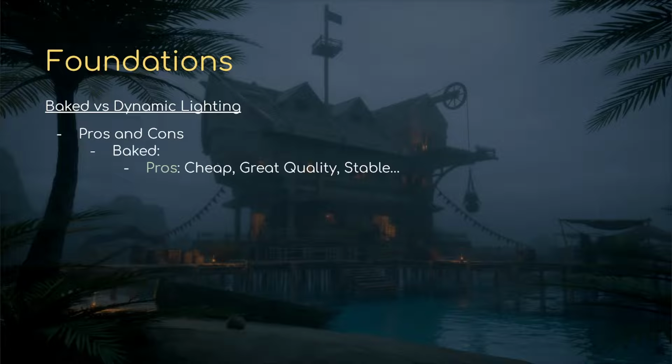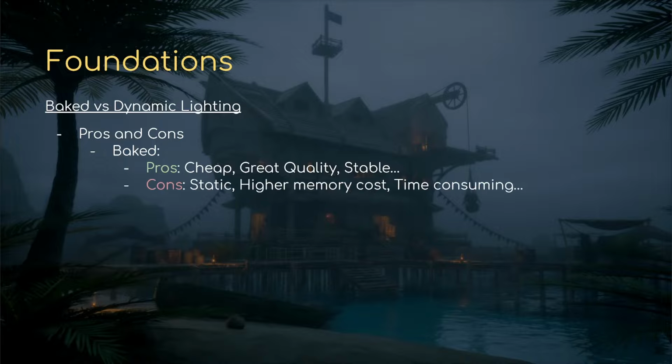So the pros and cons for baked lighting. The main pros are it's cheap because you do all the calculations before you run the game. The quality is great if you can afford to have high enough resolution in the light maps, and it's stable because you don't have to do any optimization or cut corners to get it in budget. So it looks more stable. There's no flickering, no noise, that kind of thing that you can see with Lumen sometimes.